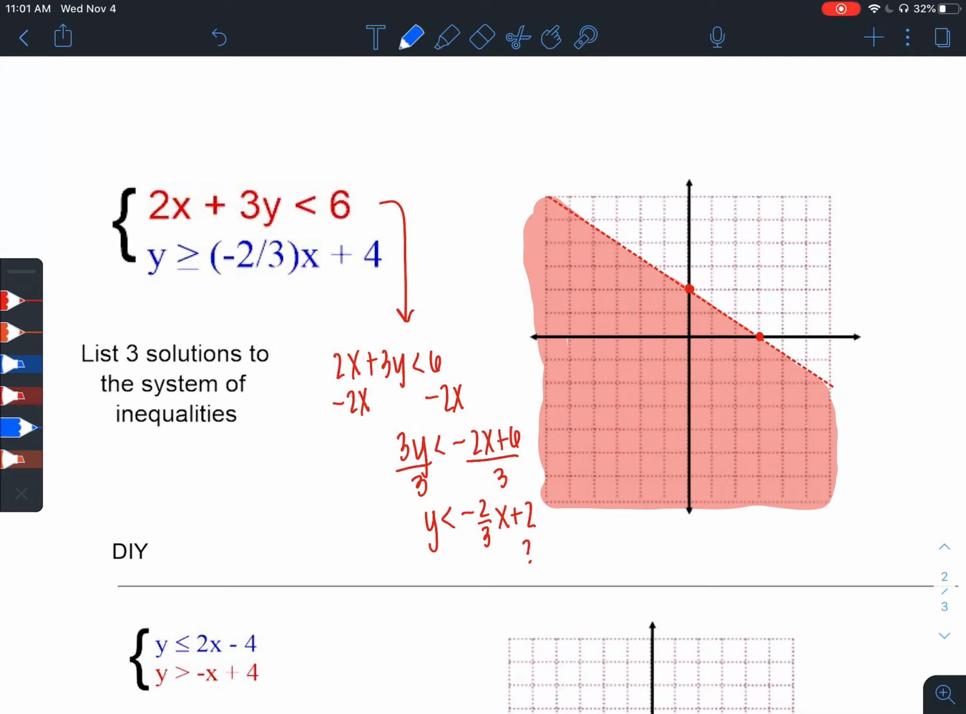Then for blue, go ahead and graph that one. We're going to go up 4 and then down 2/3 again, but with a solid line. I should have put arrows on this one, and I just didn't. Okay, and then we want to shade above.